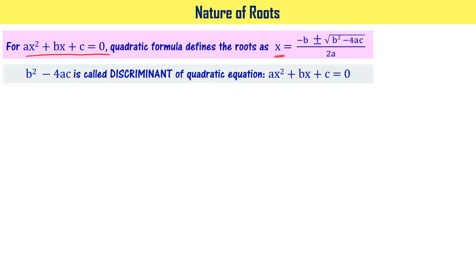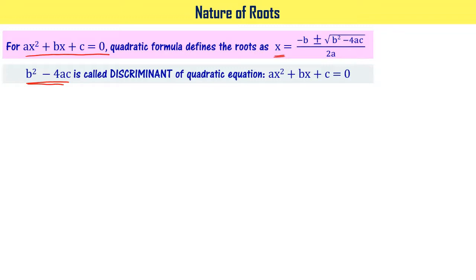expression b square minus 4ac, you can say whether roots exist or not, if exist, whether they are real or not, these kind of things we can say, right? That's why b square minus 4ac is called a discriminant of the quadratic equation.